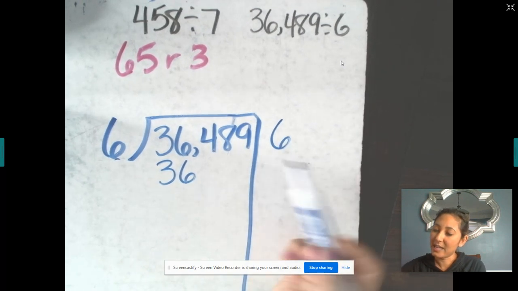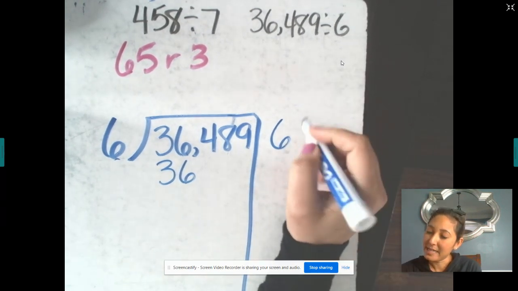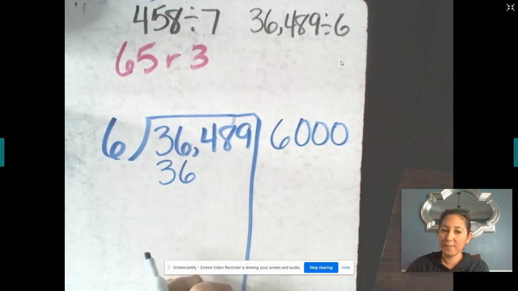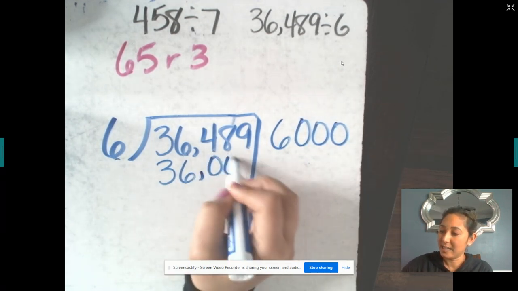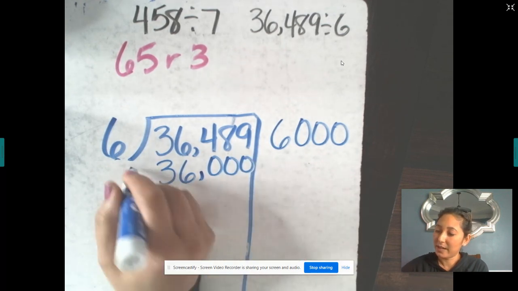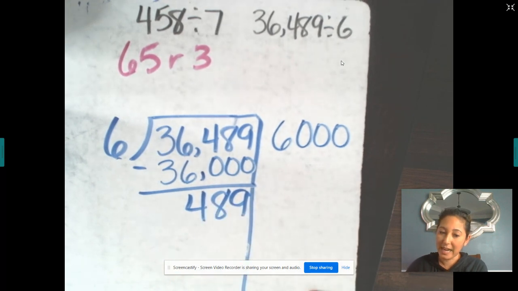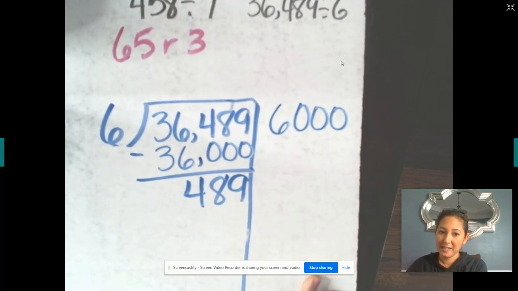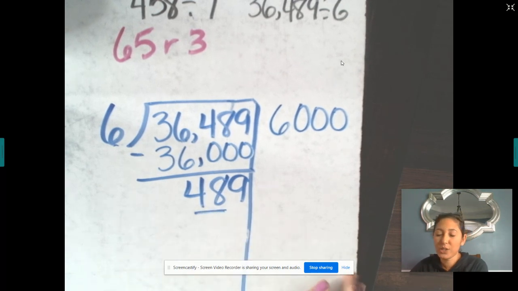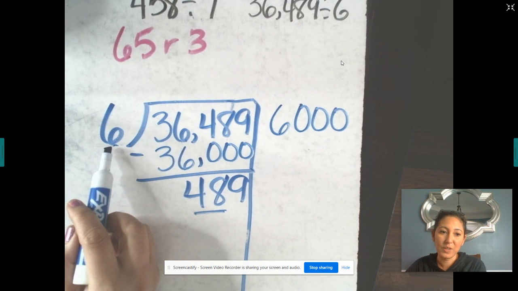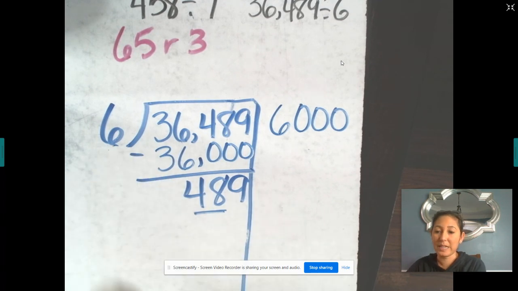So I need to multiply by 6,000, and that would give me 36,000. Okay, subtract. And now I'm left with 489, and I'm going to divide again. So 489, I'm just going to look at these first 2 digits here, and let's start low. Let's say you don't know your 6s that well. So let's say we just use 6 times 5. 5s are pretty easy. You can just count by 5s on your fingers if you need to.